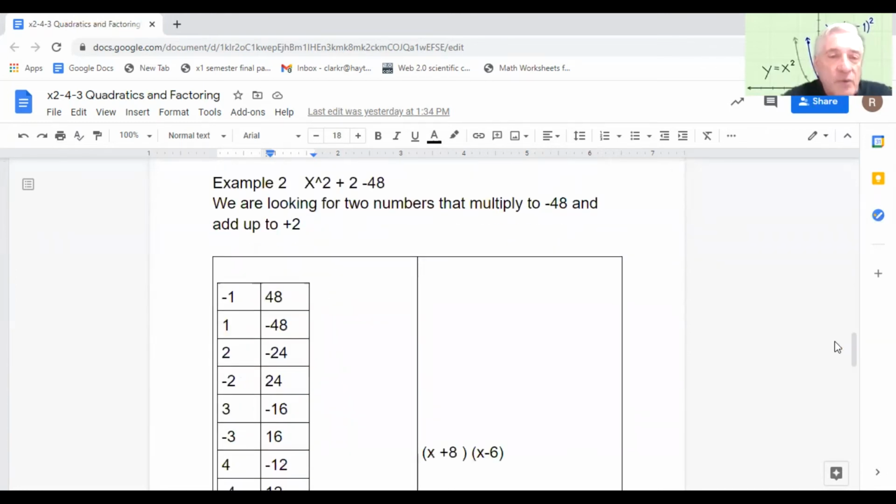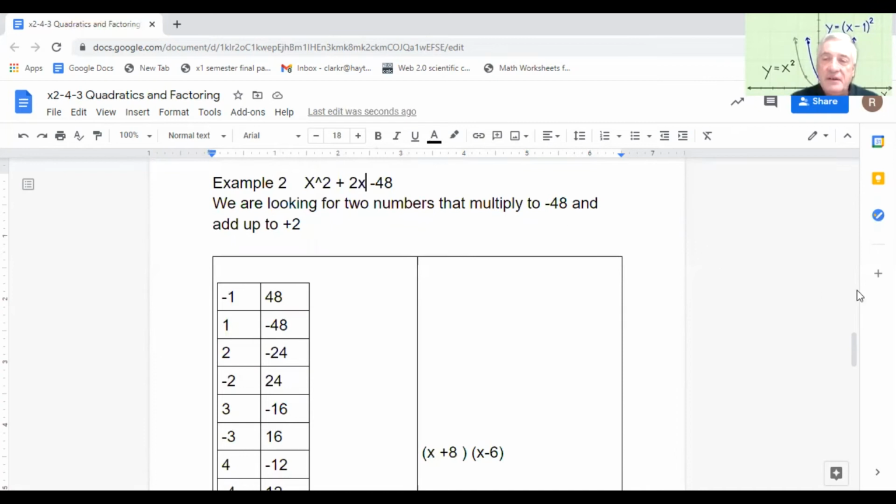Example 2: x squared plus 2, that should be an x in there, right? Because we've got to get it in order. X squared plus 2x minus 48. We're looking for 2 numbers that multiply to minus 48, and they add up to 2. Now, I do these tables in my head, and you'll get used to that too.